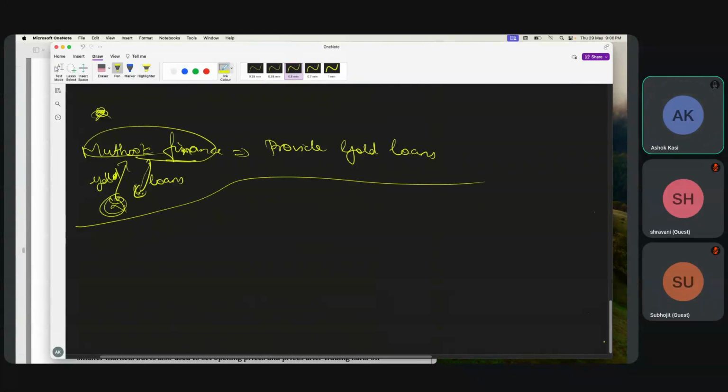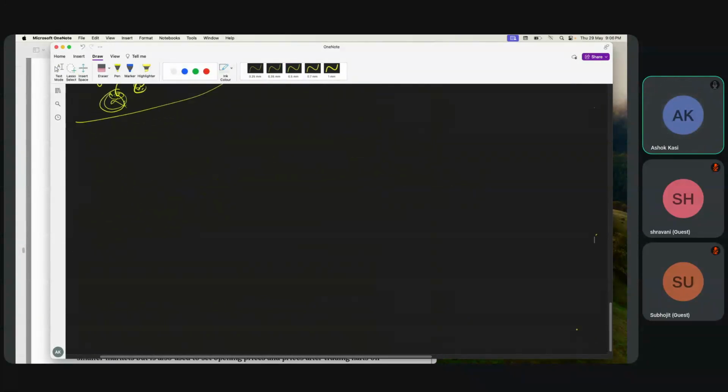Okay. Any idea what is rights issue? No idea. See, rights issue means raising capital from the existing investors of the company. Okay. So initially IPO is getting issued, right?